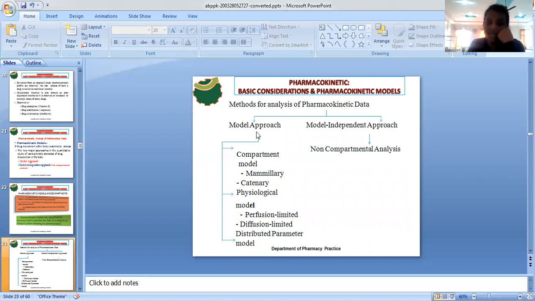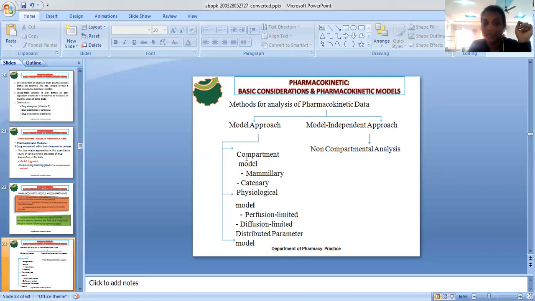The methods of pharmacokinetic data analysis can be broadly classified first into two types. The first one is the model approach and the second one is the model independent approach. The model approach can be further classified into three types: the compartment model, the physiological model, and the distributed parameter model. The model independent approach is non-compartmental analysis, where the pharmacokinetic data analysis can be done without assumption of any compartment.